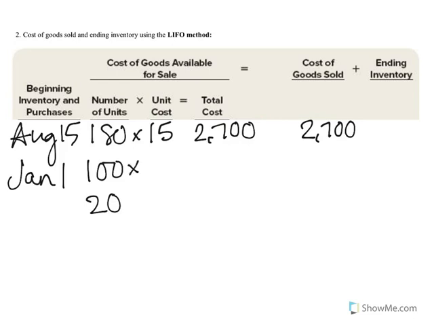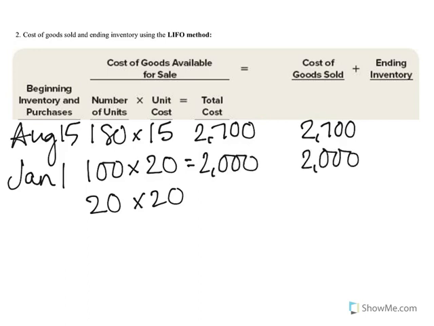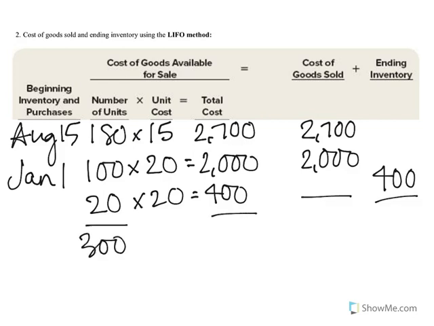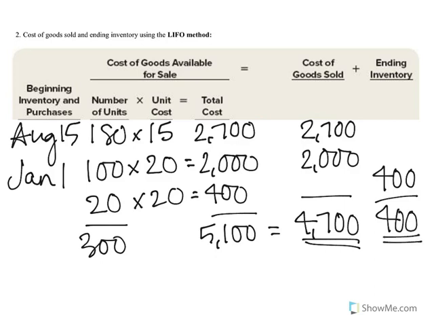Now, the January 1st items had a unit cost of $20 a piece. So 100 times 20 is $2,000. $2,000 is going to go into our cost of goods sold. 20 times 20 is 400. $400 is going to go into our ending inventory. The total units available were 300. The total cost of these units was $5,100. The cost of goods sold ends up being $4,700, and the ending inventory is $400. This is using LIFO.